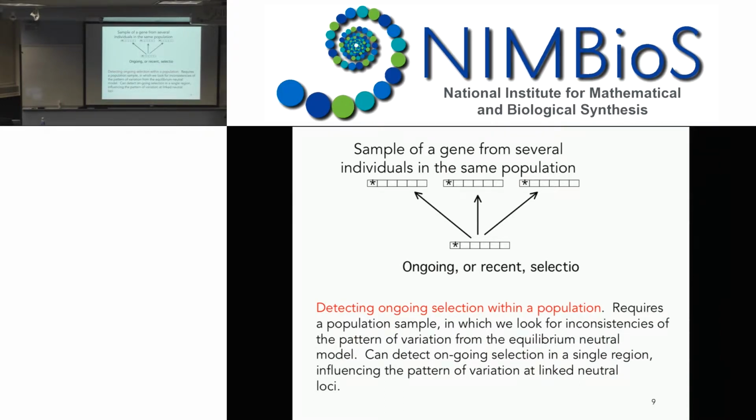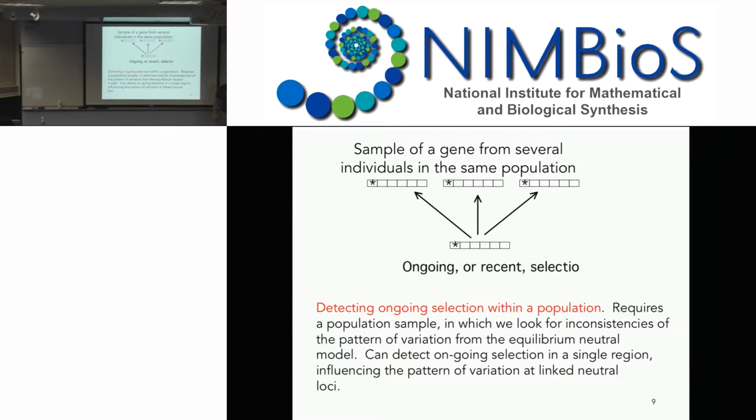So here's kind of a cartoon of these ideas. So I have a sample of several individuals from the same population. So here we are. Here is a polymorphic sample. And what I see here is I see this site here. That's the favorite site. I'd see potentially some signals in polymorphism, site frequency spectrum, allele frequency spectrum.